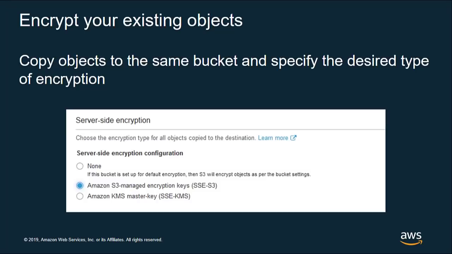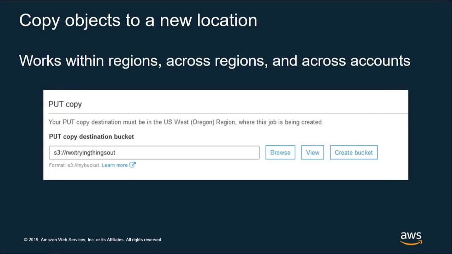For this next example, just copying objects to a new location. Now you have the flexibility to create a job, copy to a different bucket, a different prefix, a different region. You have all kinds of flexibility there to move data across Amazon S3.